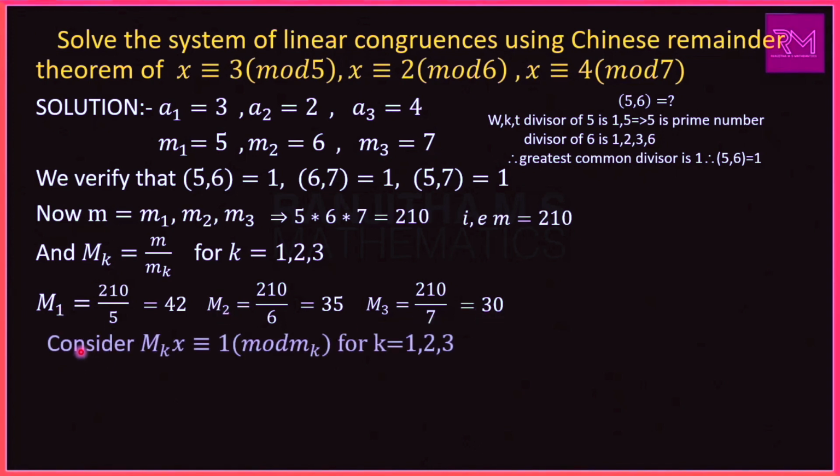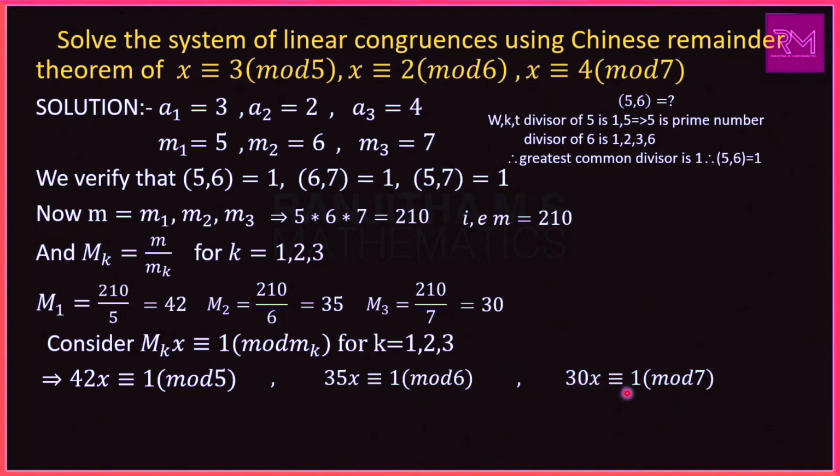Next, we consider the linear congruence Mk x congruent to 1 mod mk for k equal to 1, 2, 3. So we get 42x congruent to 1 mod 5, where small m1 is 5. Similarly, 35x congruent to 1 mod 6, where small m2 is 6. And 30x congruent to 1 mod 7, where small m3 is 7. Next step, by inspection we find the x values.